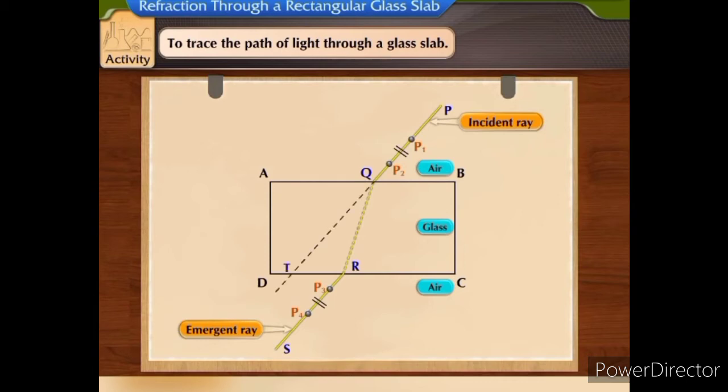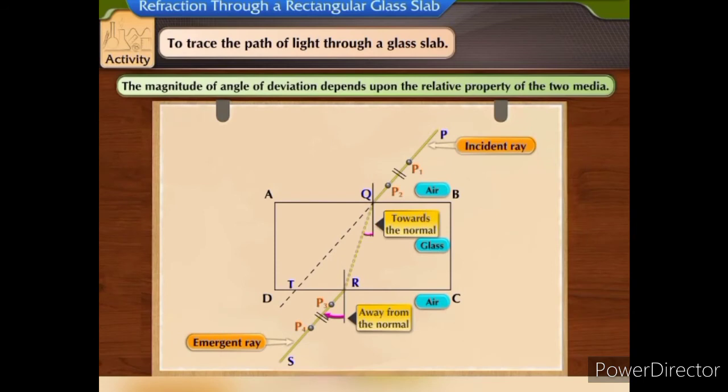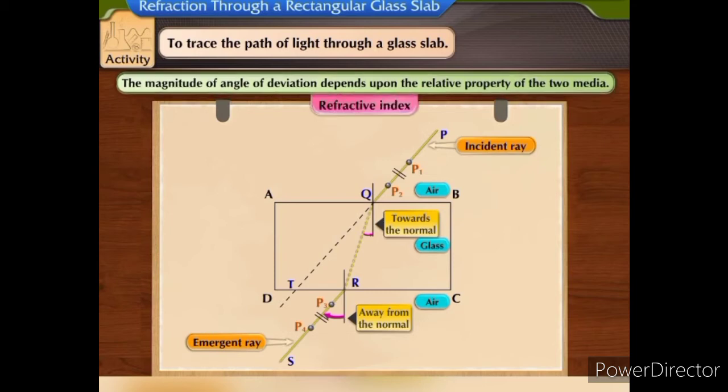Can you explain why? Well, the ray of light is deviated towards the normal to the surface AB at point Q. The ray of light travels along a straight line QR and gets deviated away from the normal to the surface CD at R through the same angle. The magnitude of angle of deviation depends upon the relative property of the two media. This property is known as the refractive index.